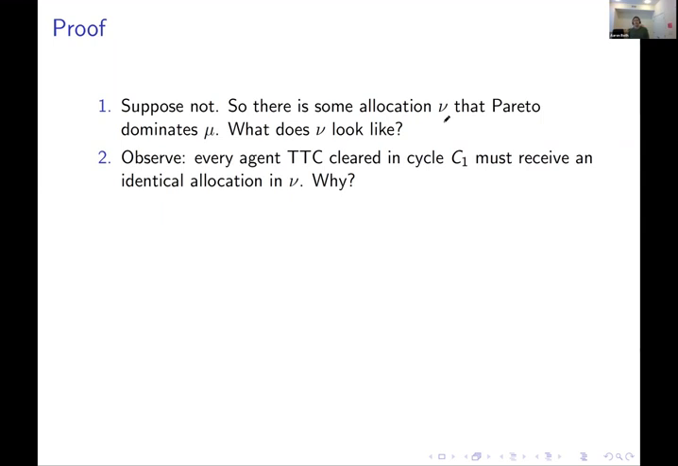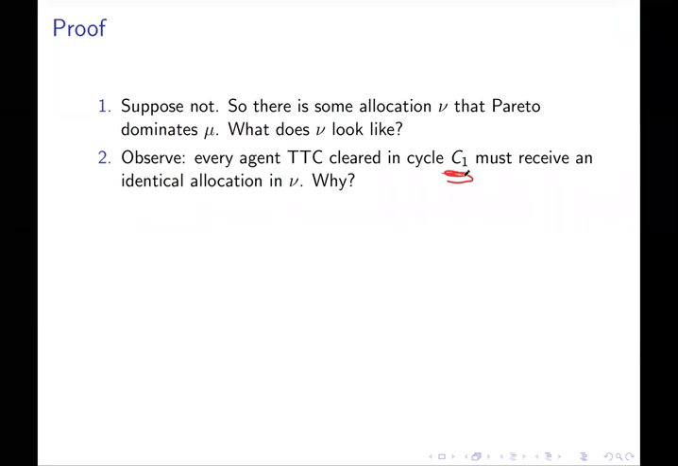And so the first claim I want to make is that if I look at all of the agents who happened to be cleared in the first cycle, who were cleared in round 1 of top trading cycles, it's got to be that they receive exactly the same allocation in nu as in mu. Nu and mu are different somehow, but I'm claiming they cannot be different in the allocation of any of the agents that were cleared at round 1 of top trading cycles. Can anyone tell me why? Because they're already receiving the best possible preference, so they have to receive the best possible preference.